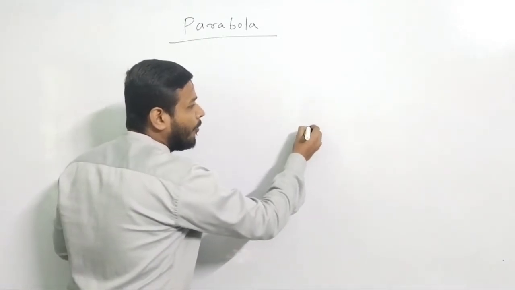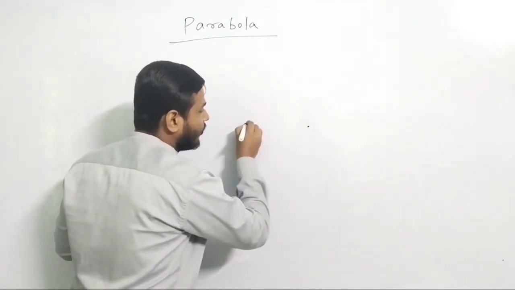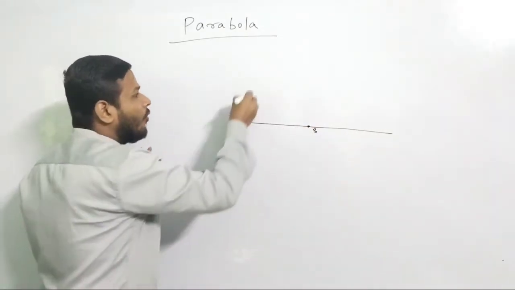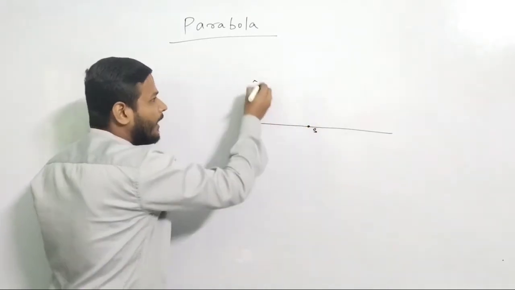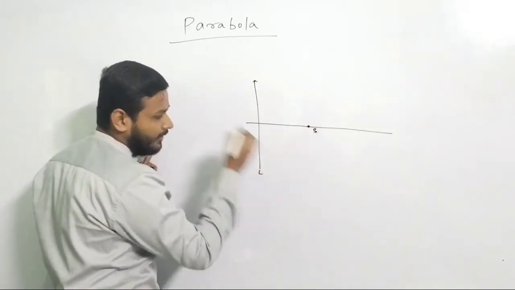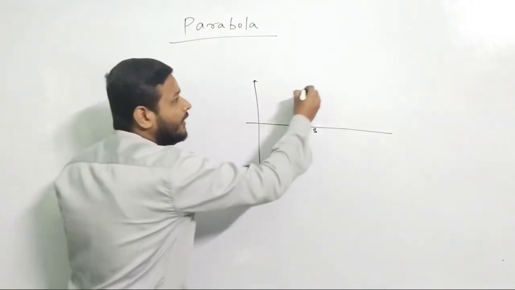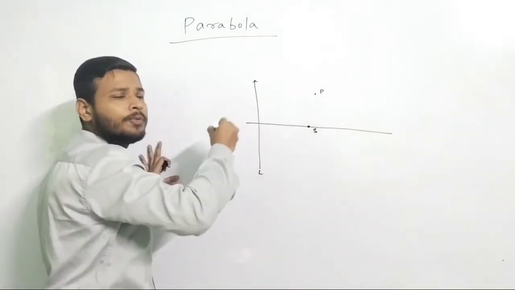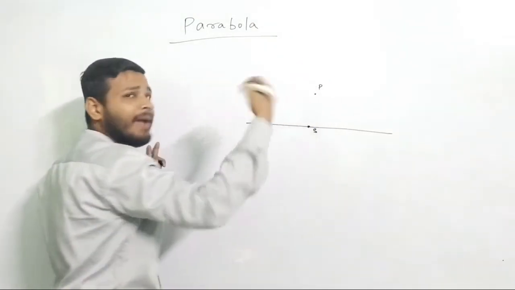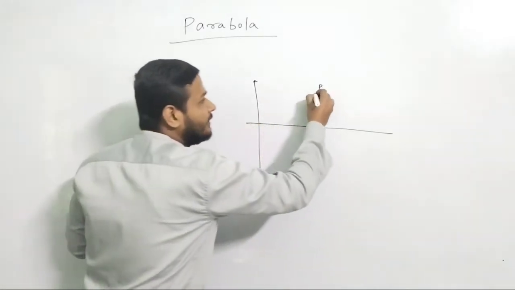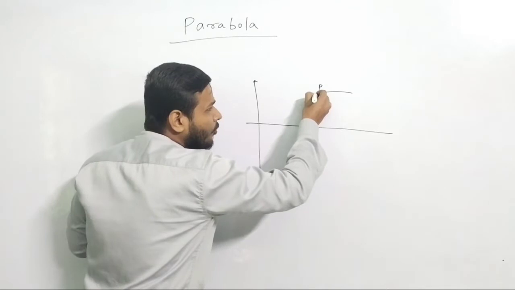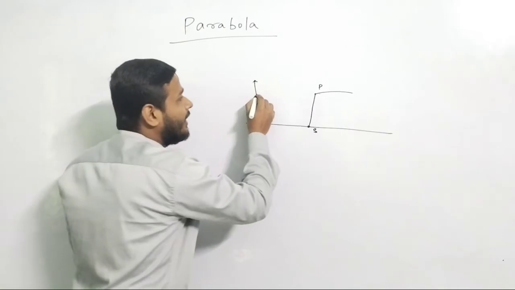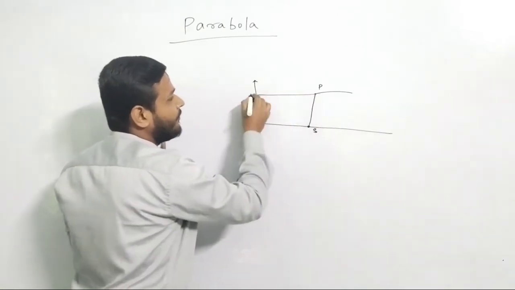We take a fixed point S and a fixed straight line L. A point P moves randomly in such a manner that it is equidistant from the fixed point S and from the fixed straight line.